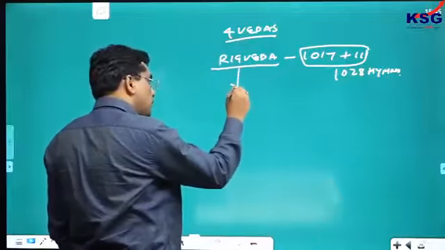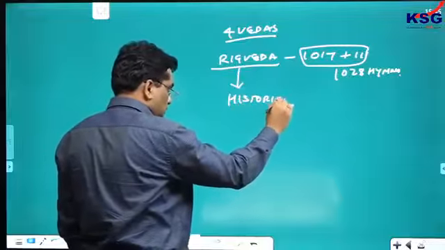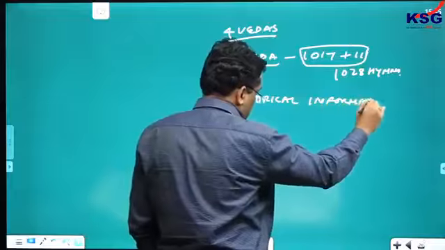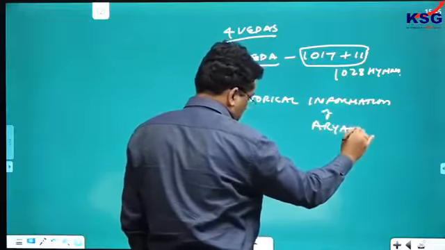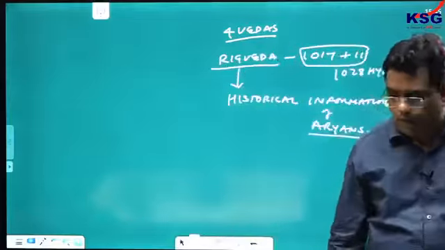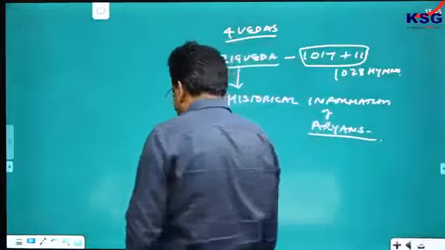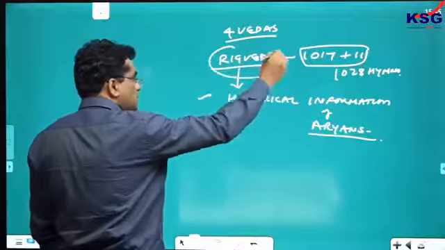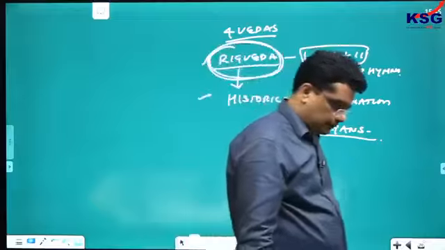This is important for the historical information of the Aryans. There are 1028 hymns, but these hymns are important for historical information of the Aryans.